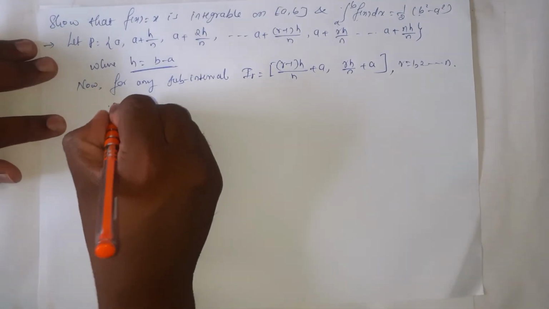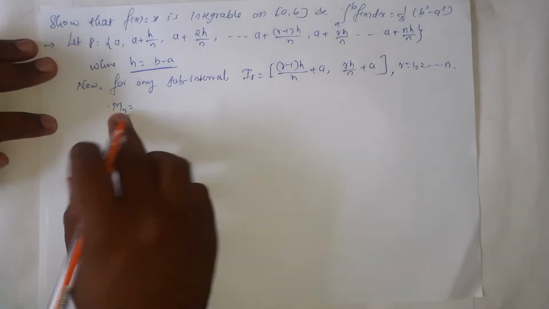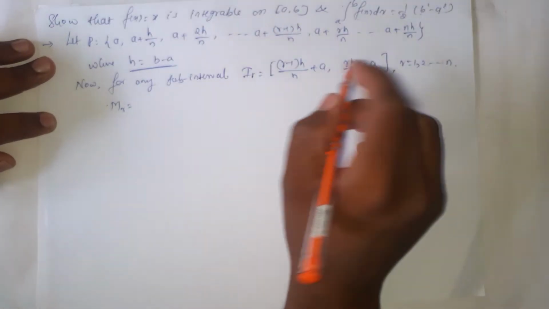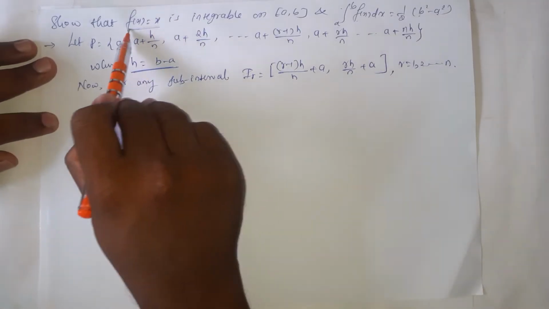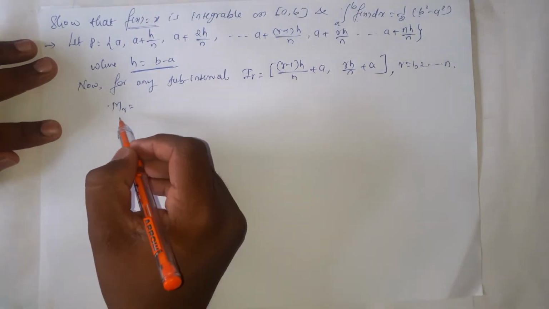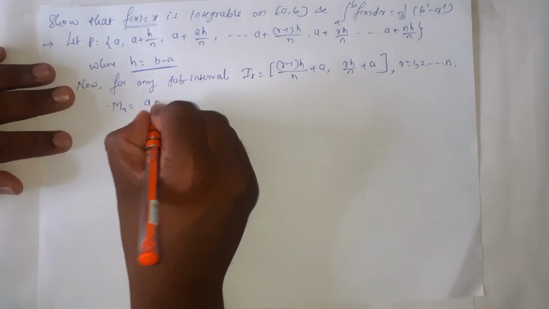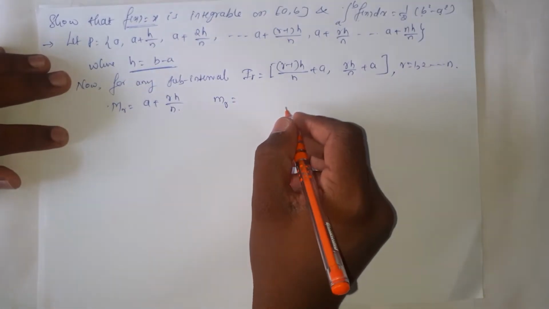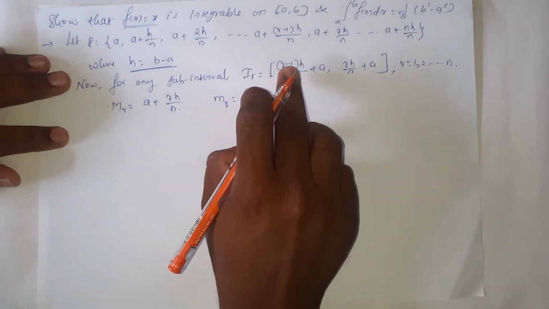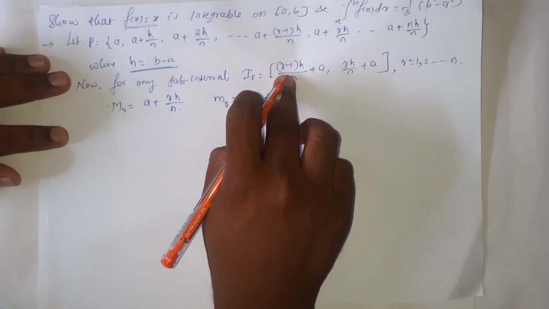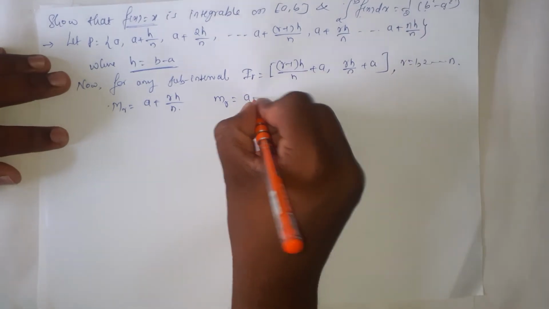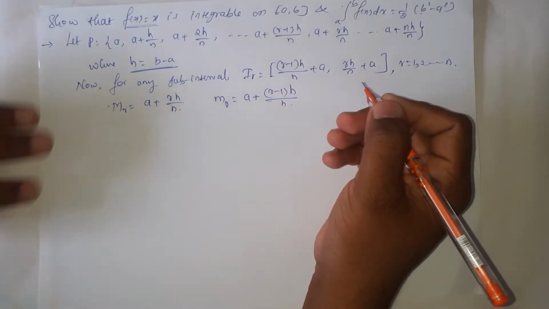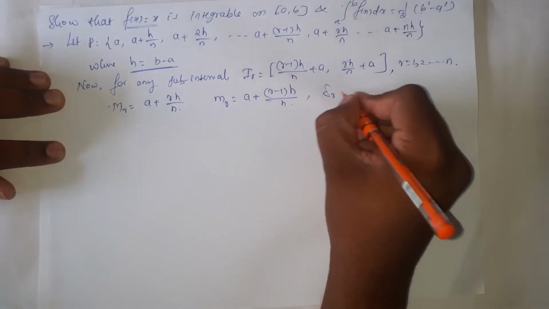So here capital M_r is the supremum. To find the supremum we need to substitute the upper limit of the rth subinterval into the given function. Here the given function f of x equal to x. So therefore capital M_r becomes a plus r into h divided by n, and small m_r, that is the infimum. To find the infimum we need to substitute the lower limit of the rth subinterval into the given function. So therefore this becomes a plus (r minus 1) into h divided by n.